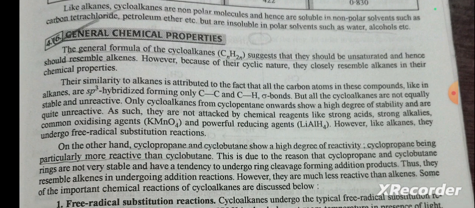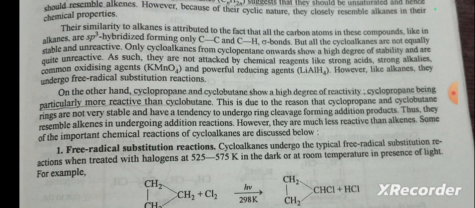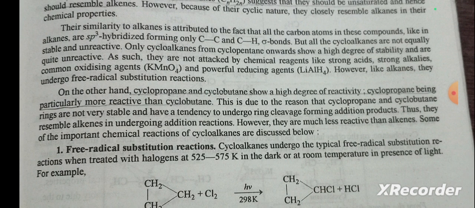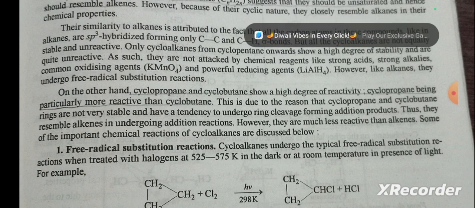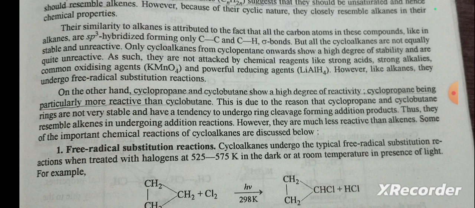General chemical properties. Generally, the formula of cycloalkanes, CnH2n, suggests that they should be unsaturated and hence should not resemble alkanes. However, because of the cyclic nature, they closely resemble alkanes in their chemical properties. This similarity to the alkanes is attributed to the fact that all the carbon atoms in these compounds, like in alkanes, are sp3 hybridized, forming only carbon-carbon and carbon-hydrogen sigma bonds.